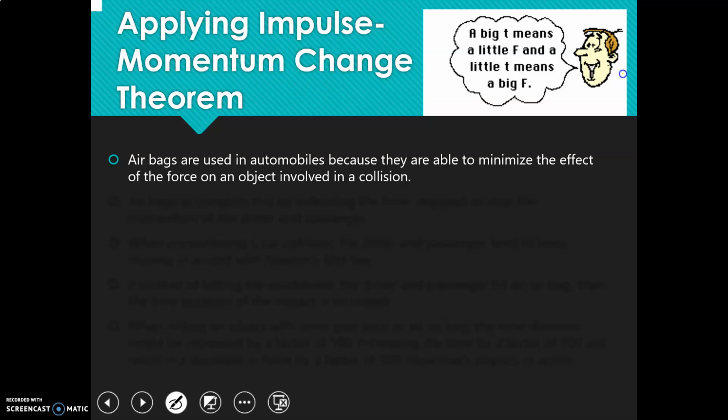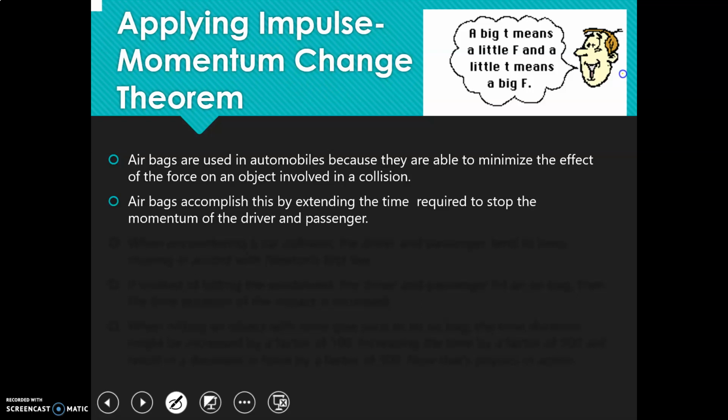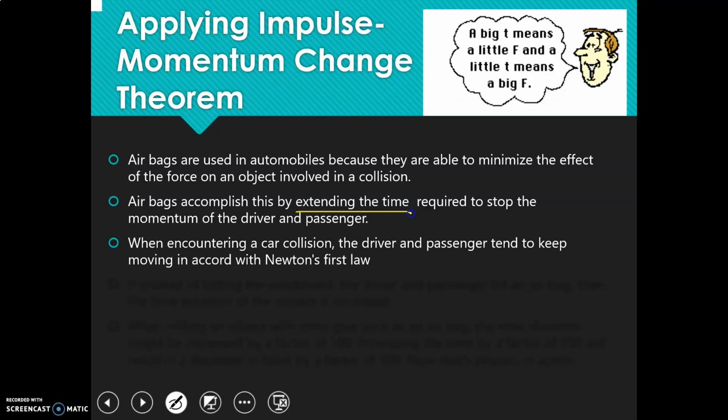We have airbags in our cars, right? Airbags help to minimize the effect of force on an object, because airbags extend the time required to stop the momentum of the driver and passenger. We've already talked about how whenever we're driving down the road, our bodies have inertia, right? Whenever we start slamming on the brakes, our seatbelts lock because our bodies keep moving forward. Well, in a crash, that airbag helps to extend the time. It acts as a big cushion to extend the time that our bodies are moving forward into the windshield.